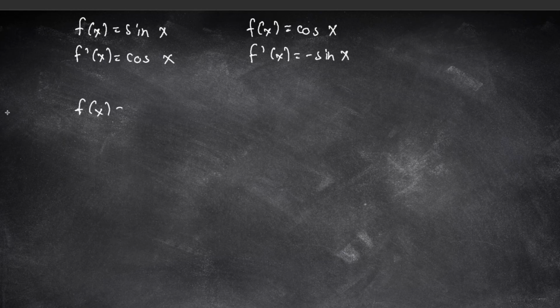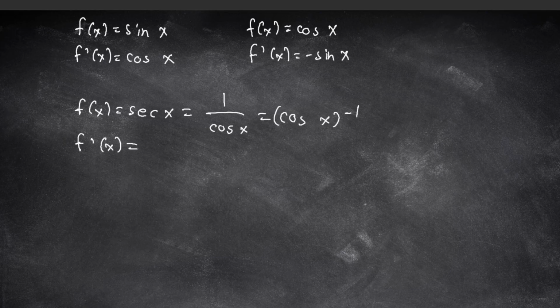So let's start with secant. Secant of x is just 1 over cosine, so we could convert that to cosine of x to the power of negative 1. And the derivative of secant just means we need to take the derivative of this. Variable base, number exponent means we use the power rule. So negative 1 times cosine of x, negative 1 minus 1 is negative 2. The derivative of cosine of x is negative sine of x because we need to chain it.